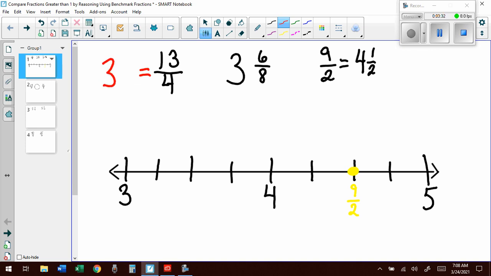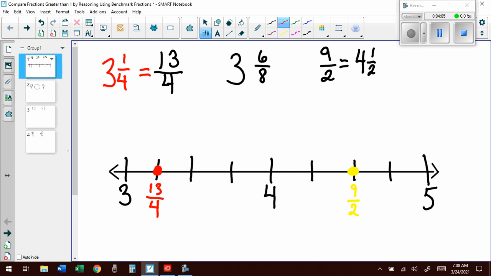3 whole pieces, which got us to 4, 8, 12. What's the difference between 12 and 13? 1/4. So on our number line, we need to go to 3 plus 1/4. 3 whole pieces and an extra 1/4. So right here we have 13/4.